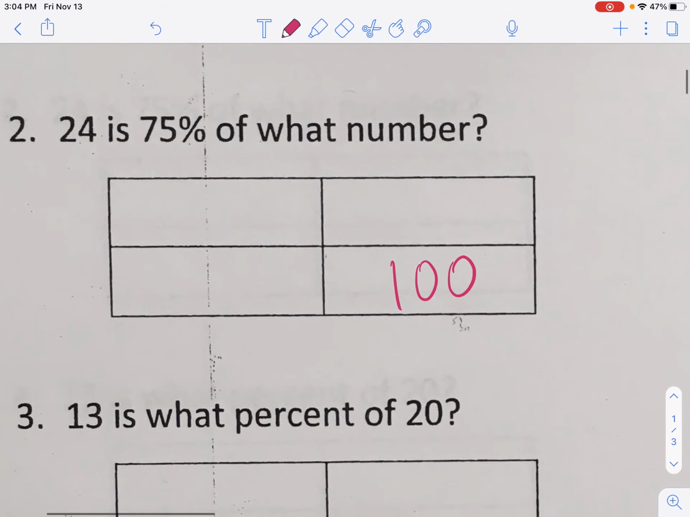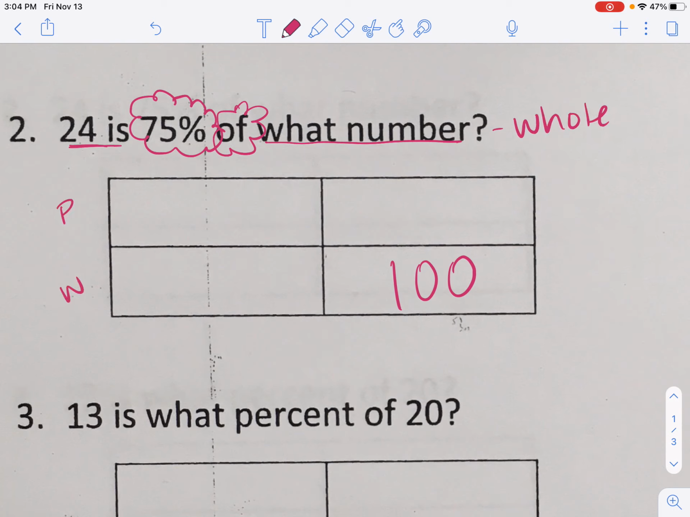Number 2, 24 is 75% of what number? So I'm given my percent. I know I'm not looking for that, so I have to figure out, is 24 my whole or is 24 my part? Read it one more time: 24 is 75% of what number? This magic word "of" tells us our whole, but it's saying of what number? We don't know what our whole is. So we're actually looking for our whole this time. And since part goes on top and whole goes on bottom, we see a percent sign right here, so 75 out of 100. We're trying to find out 24 out of what is equivalent to 75 out of 100.